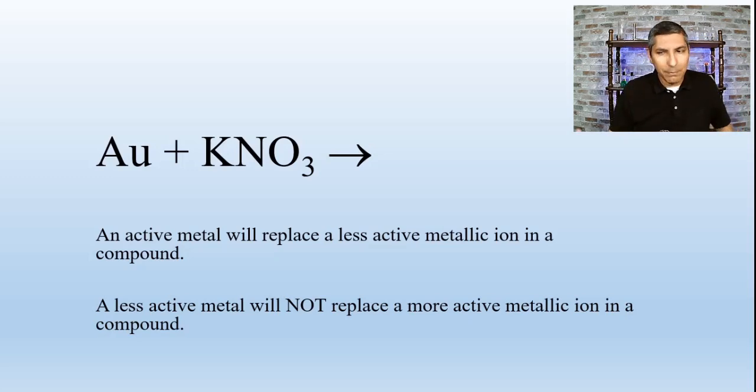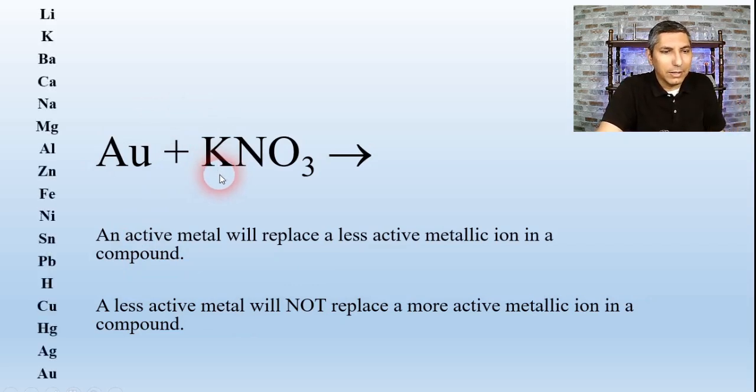Now, what in the world does that mean? Well, as you look here at this equation, Au, gold, is trying to kick out K, which is potassium. So we have to look at the hierarchy, the activity series of the metals. Now, here is a list of the activity series for a lot of the metals that we use in these reactions. Now, notice where gold is. Gold, Au, is at the very bottom of that pecking order, very bottom of that list.